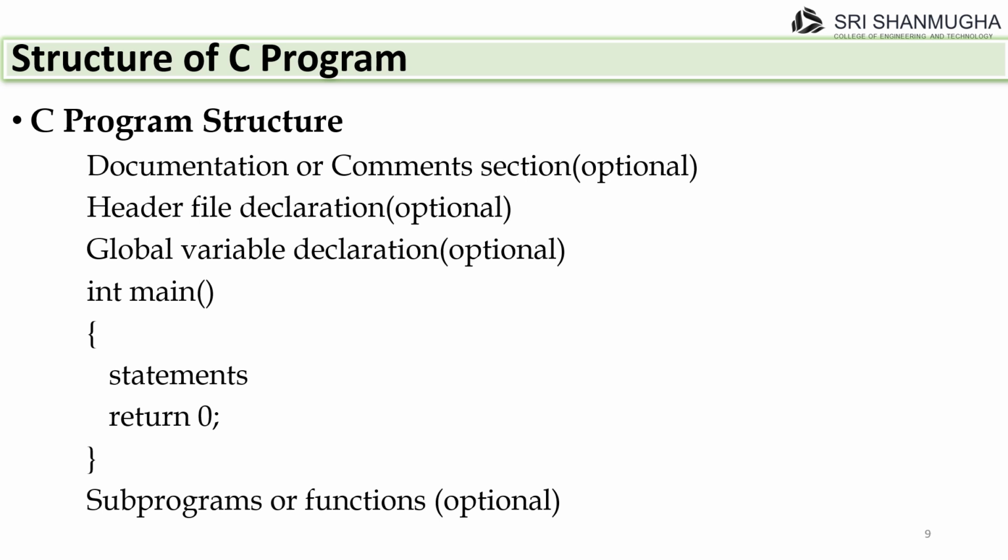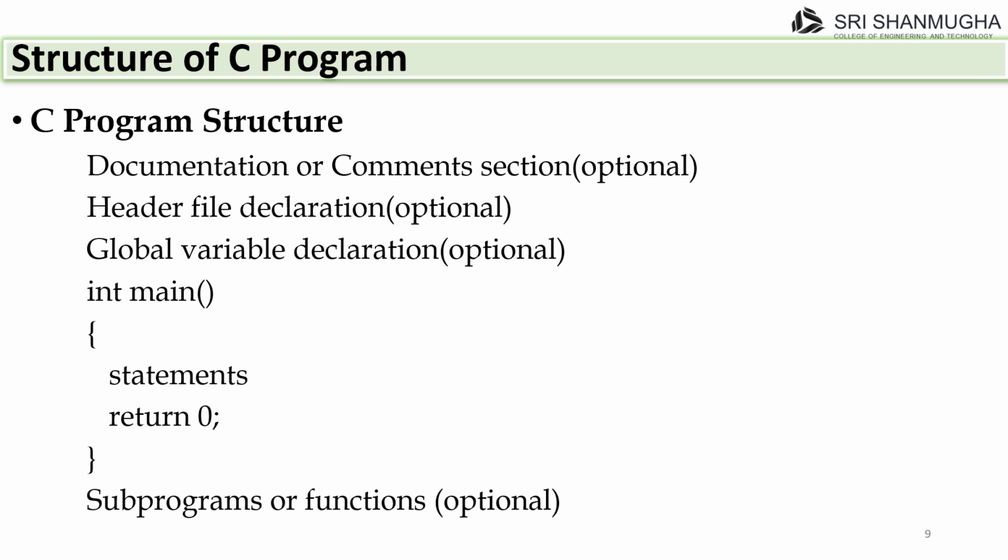So this is the structure of your C program. First is the documentation or comment section. It is optional, because the documentation or comment section is used to explain your program. It is used only for user understanding: which program they have written and what operations are available in this program. For that we use this documentation or comment section.